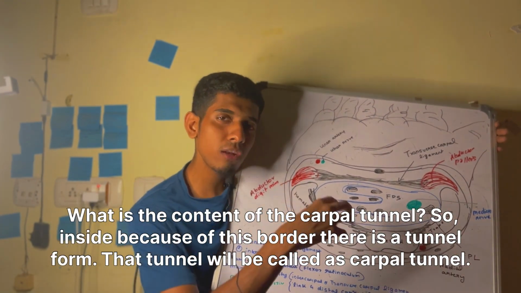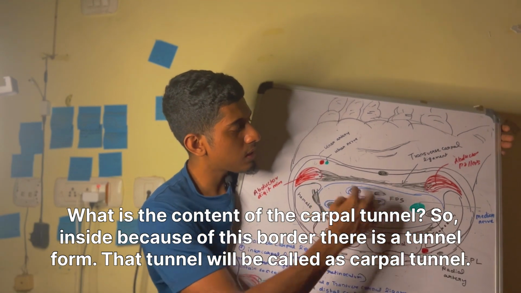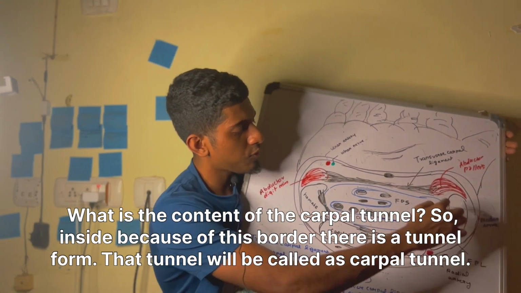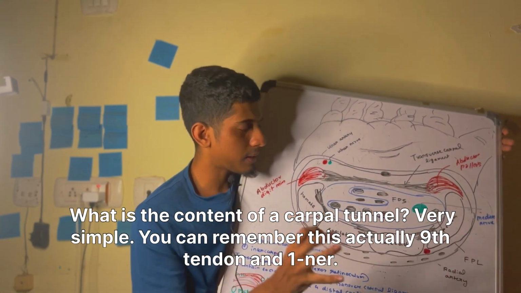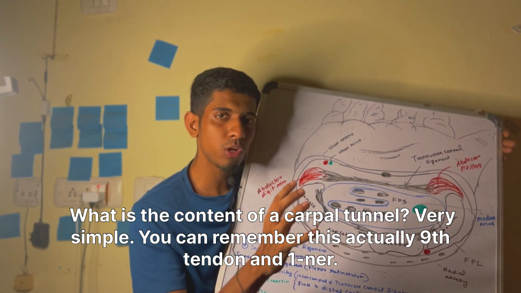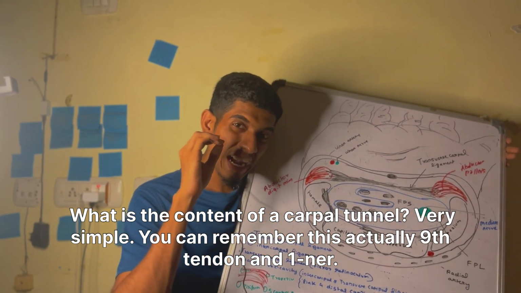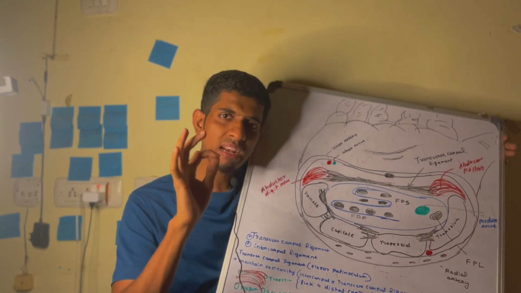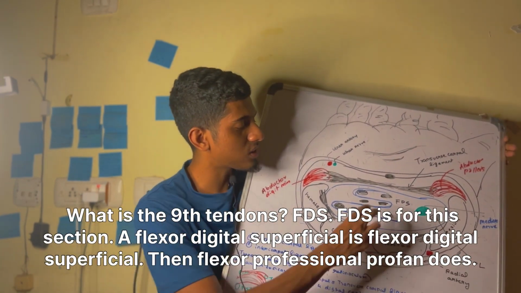Now, what is the content of the carpal tunnel? Because of this border, there is a tunnel formed. That tunnel we call carpal tunnel. What is the content of a carpal tunnel? Very simple, you can remember. There are actually 9 tendons and 1 nerve. What are the 9 tendons?